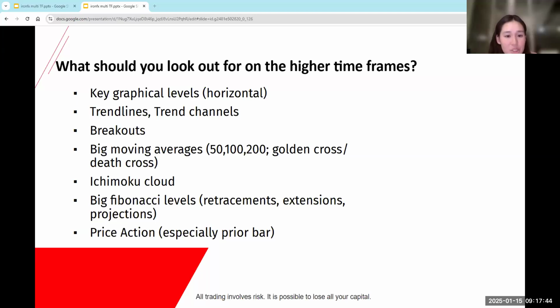Price action basically refers to your past, present, future momentum from the previous bar, and you're looking at that momentum to dictate your strategy.